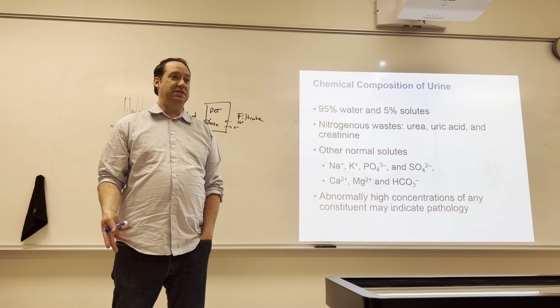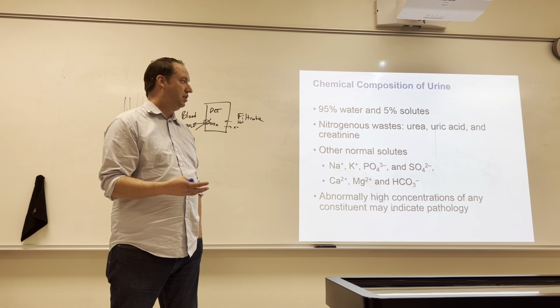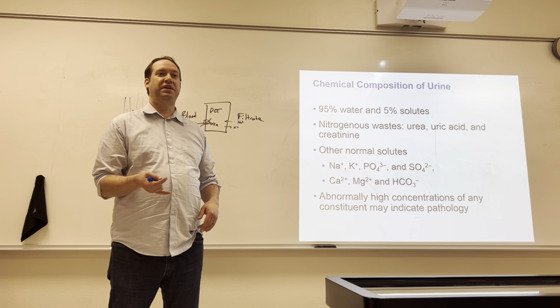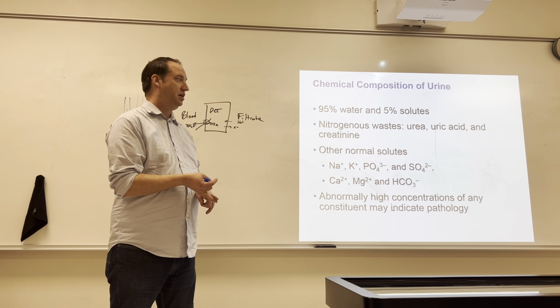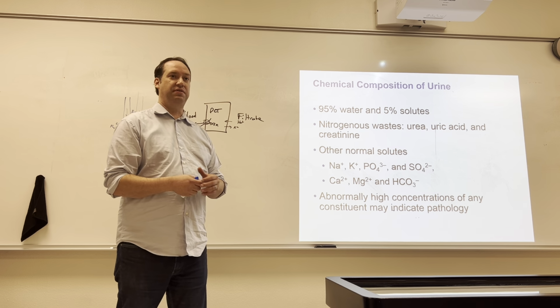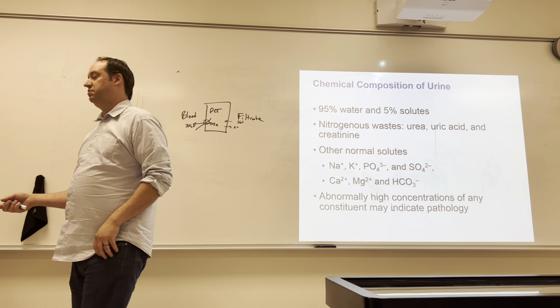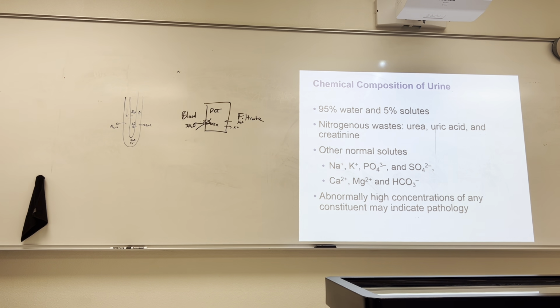When we do urinalysis, we look for abnormal things. We look for things like glucose and protein and abnormal concentrations of any of these electrolytes to indicate some sort of pathology or dysfunction in the kidneys.